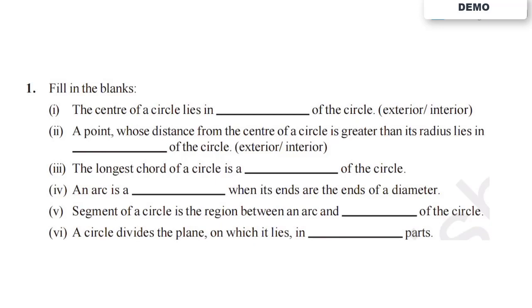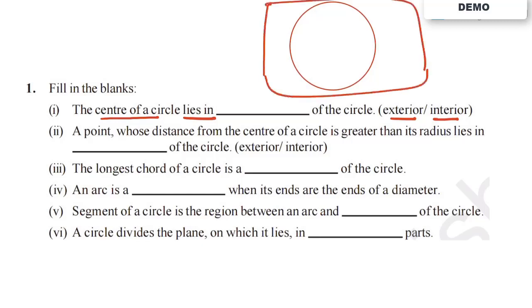So first question is, the center of a circle lies in which part of the circle? And you have two options, that is exterior of the circle or interior of the circle. I have told you that whenever a circle is drawn, it has 3 places, that is interior, exterior and the circle itself. There is the center. So you know the center of the circle lies in the interior, so the option goes as interior.